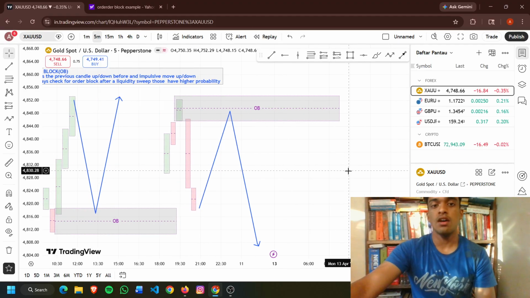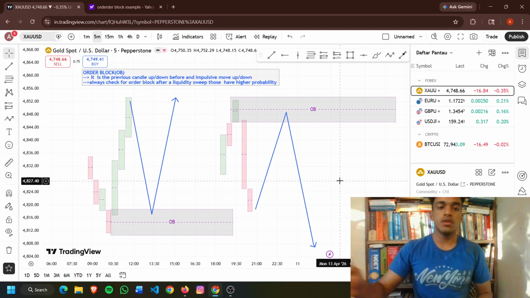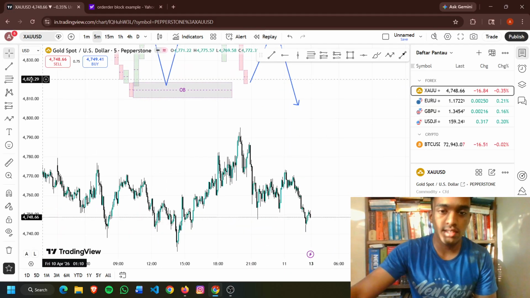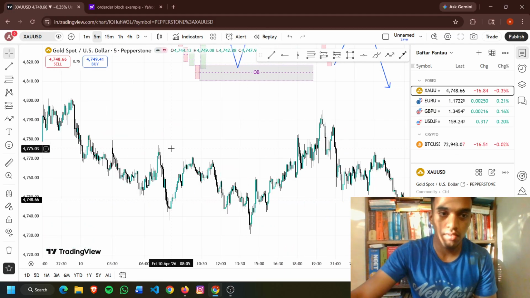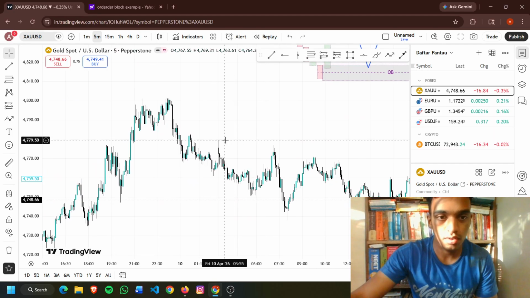I hope you are making notes. Write it down, take a screenshot, do whatever you want. Now we will go for the live example of order blocks, guys. So what is an order block?